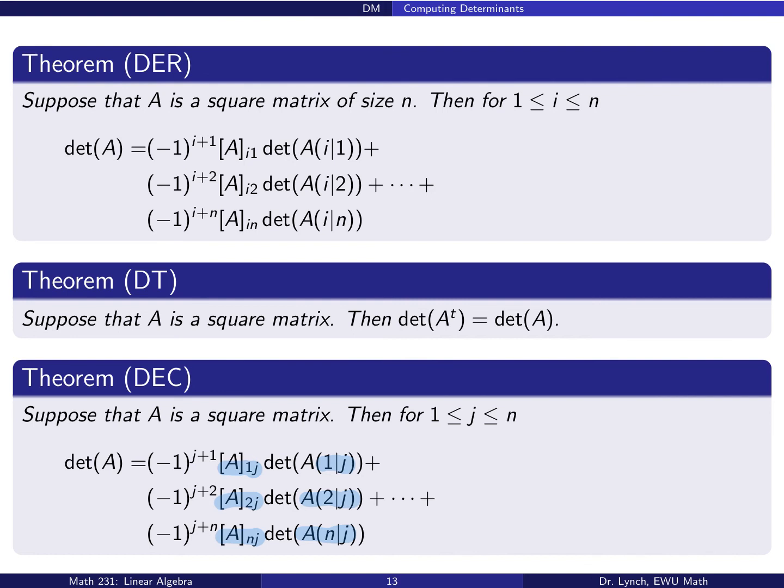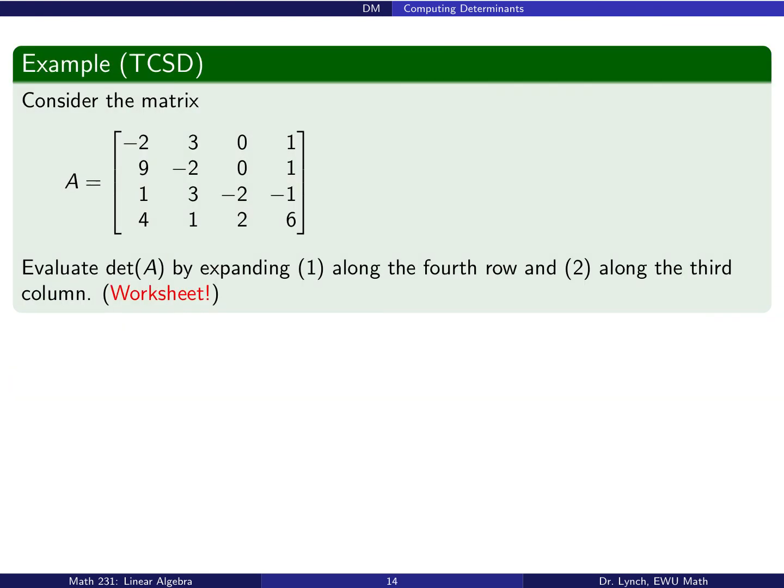It turns out to be to your advantage to take advantage of zeros in computing a determinant. So I'll let you have a look at the determinant of this matrix, and here I suggest that you first compute it expanding along the fourth row. That turns out to be sort of annoying, but it turns out to be a little bit easier to expand along the third column, and we'll see why that's the case when you do that. Go ahead and check that out in the worksheet, and we can talk about it in class.